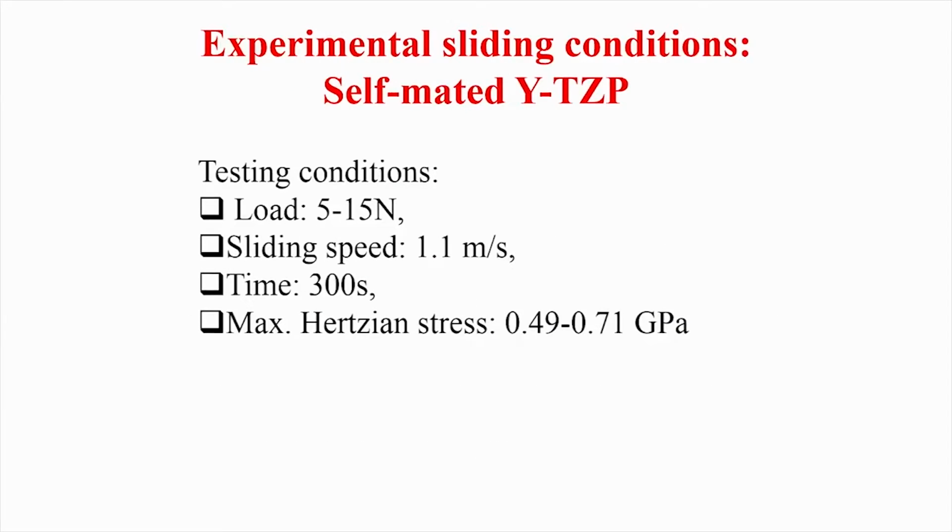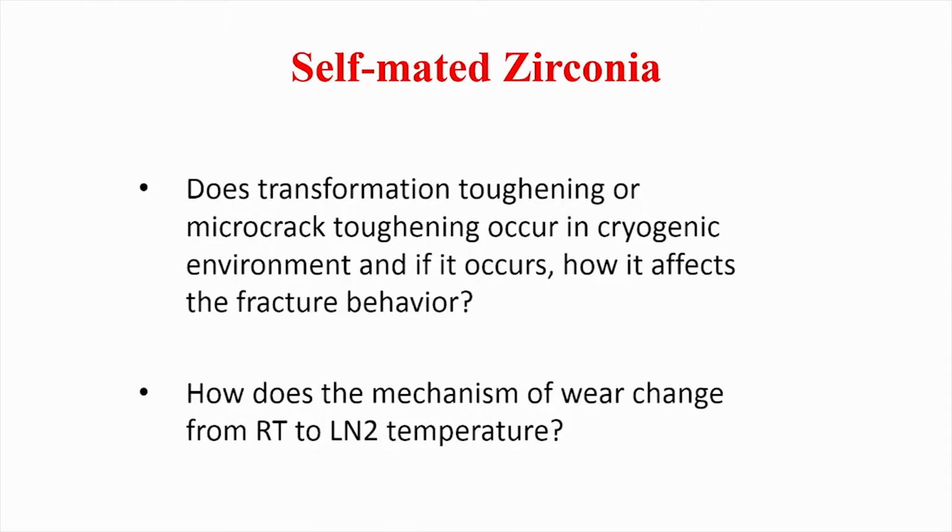Now, we come to another sliding system, again in cryogenic sliding conditions, and that is the yttria stabilized tetragonal zirconia polycrystals. Here we have varied the load at 5 Newton, 10 Newton, 15 Newton, sliding speed is 1.1 meter per second, time is 5 minutes, and maximum Hertzian stress is somewhere around 0.9 to 0.7 gigapascal.